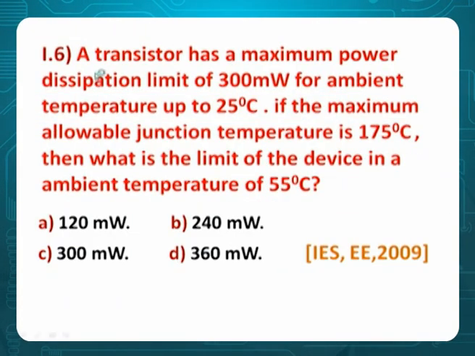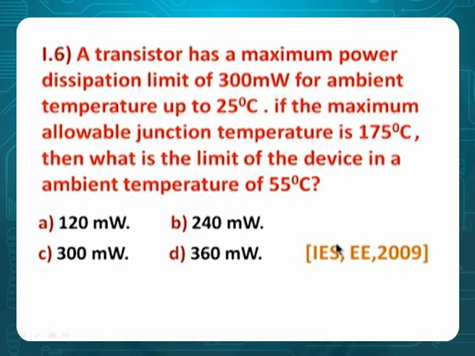The 6th one. A transistor has a maximum power dissipation limit of 300 milliwatts for an ambient temperature of 25 degrees Celsius. If the allowable junction temperature is 175, then what is the limit of the device at an ambient temperature of 55 degrees Celsius? The options are 120 milliwatts, 240 milliwatts, 300 milliwatts and 360. This was in IES 2009 EEE. So please understand, in EEE also they are asking these questions, and follow that.